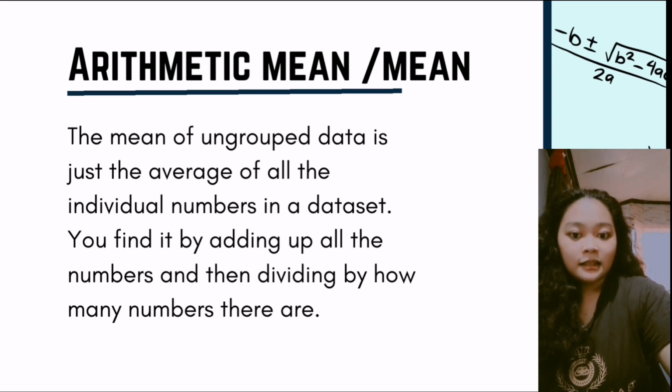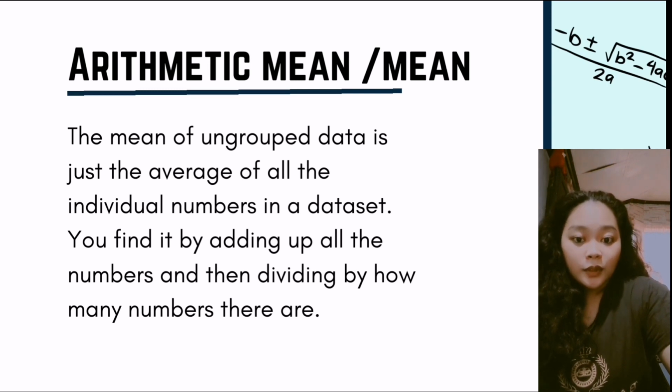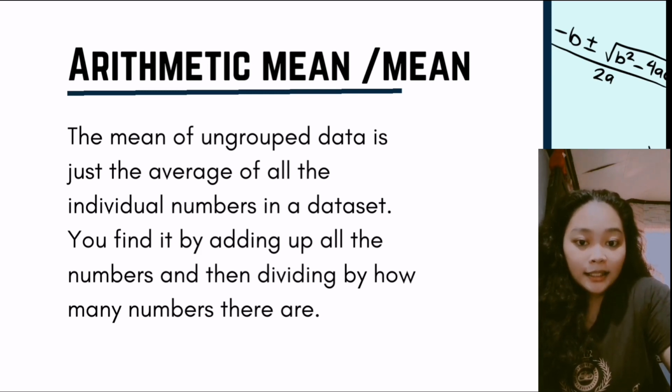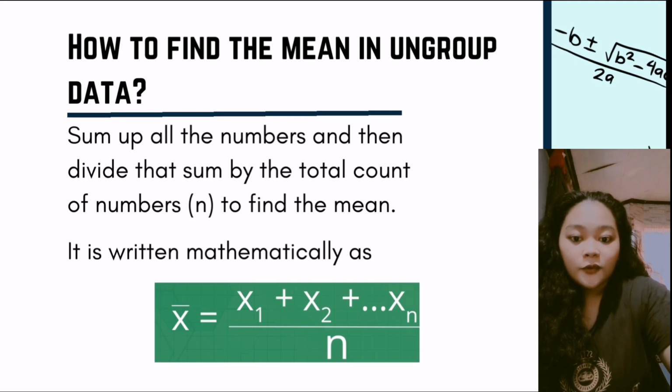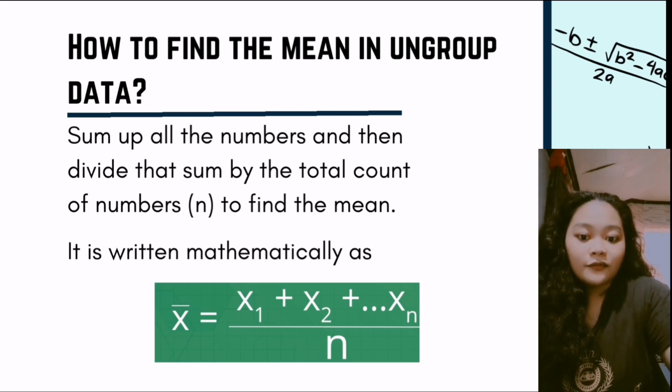So what is the mean? The mean of ungrouped data is just the average of all individual numbers in a dataset. You find it by adding up all the numbers and then dividing by how many numbers there are. Basically, the mean is the total of the individual numbers divided by the count of numbers in the dataset. So how do we find the mean in ungrouped data? First, we add all the numbers and then divide that sum by the total count of numbers, or n.